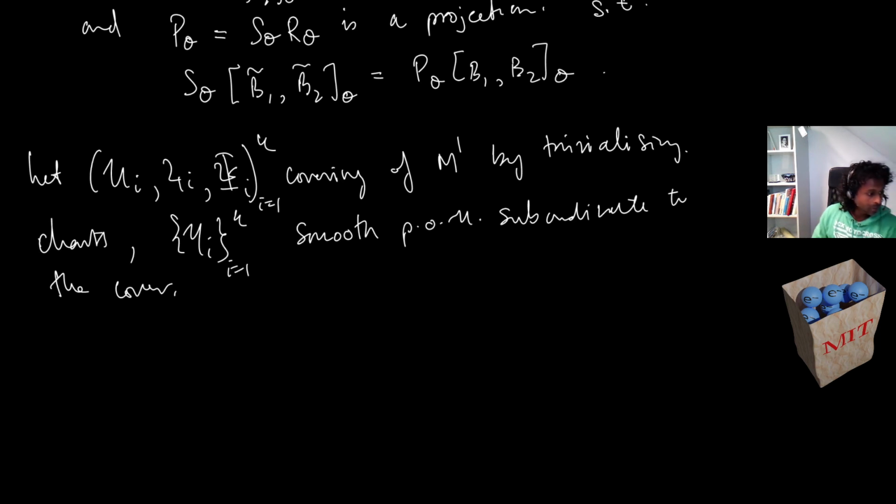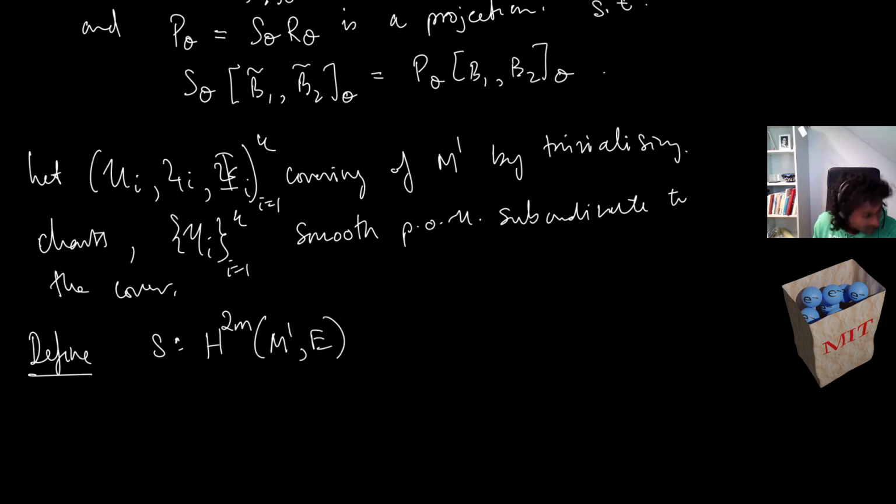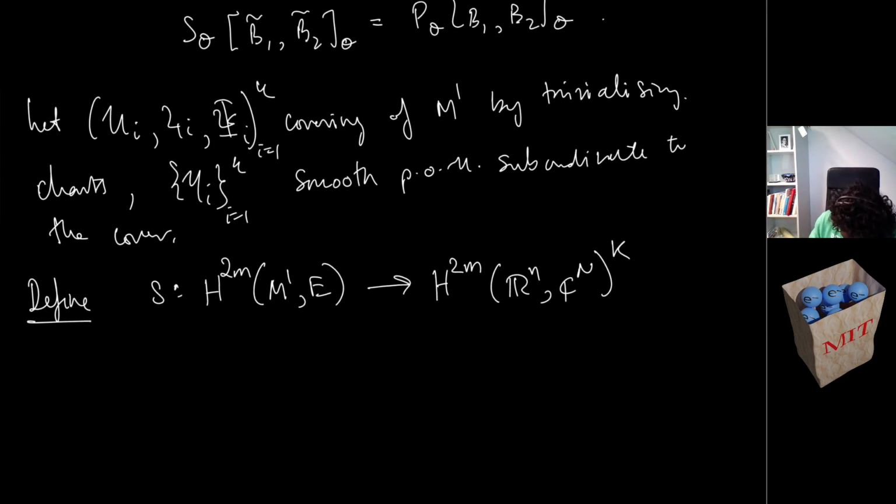So now let me do the following. Let me define the map S. I'm going to define a co-retraction from the Sobolev space H^{M'}(E) into the Sobolev space H^{2M}. This is where we have local operators, right? But now I'm going to take the product of them. So I'm going to take k copies of H^{2M}. And what is my co-retraction?